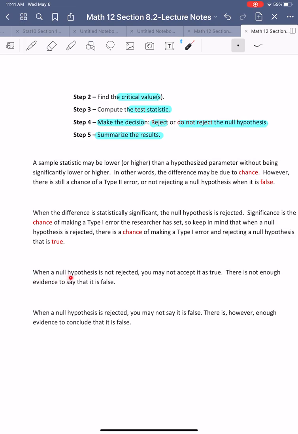When a null hypothesis is not rejected, you may not say it is true; there is not enough evidence to say that it is false. When a null hypothesis is rejected, you may not say it is false for certain; there is, however, enough evidence to conclude it is false.